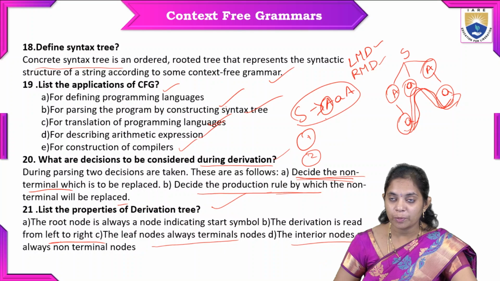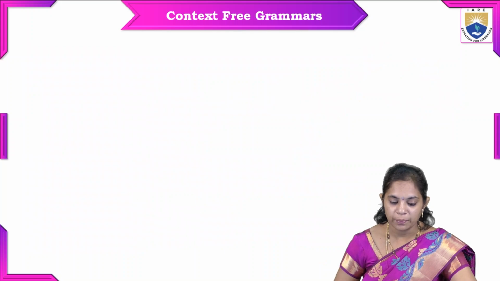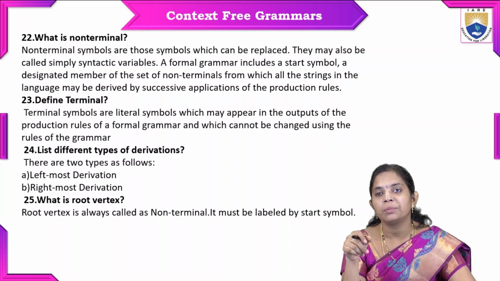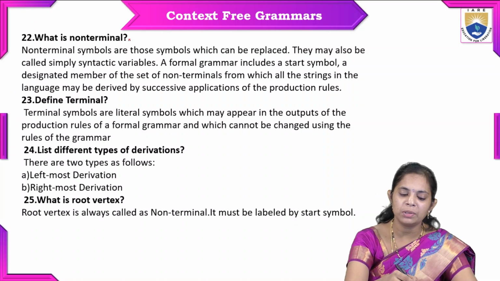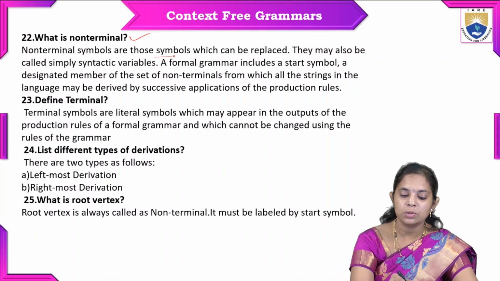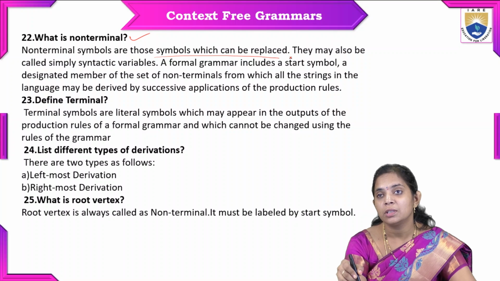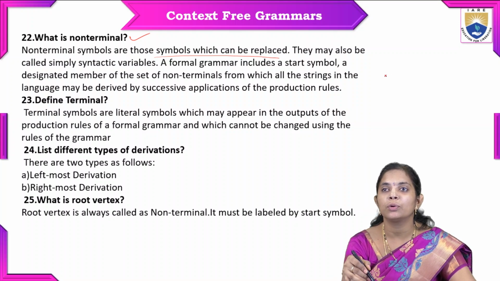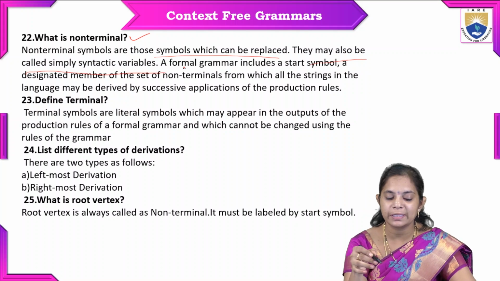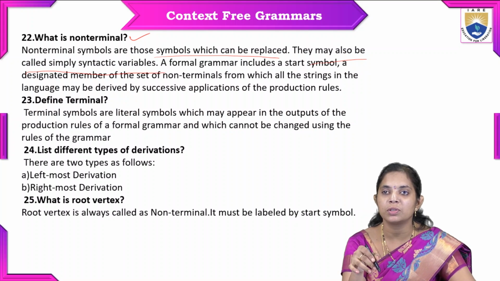So this is about the properties of derivation tree. And next, non-terminal. So what is meant by non-terminal and terminal? Non-terminals are represented with capital letters, which are those symbols which can be replaced. In the derivation part, those are all the capital letters which we are going to replace with the terminal symbols. So they may also be called simply static symbols, static variables. We can also say that it is a static variable.